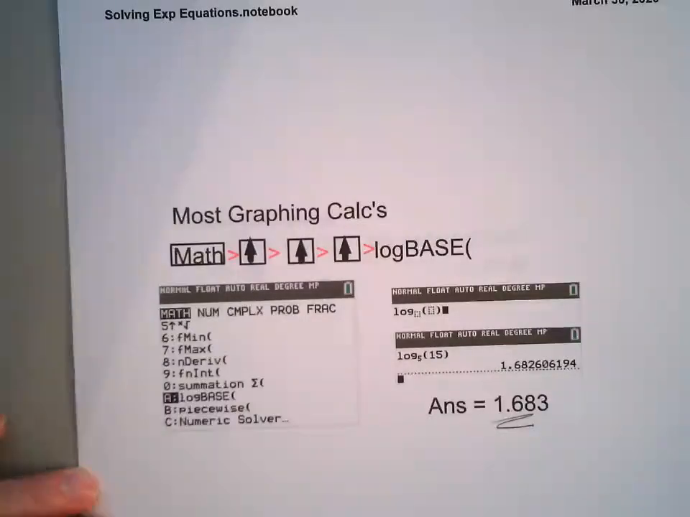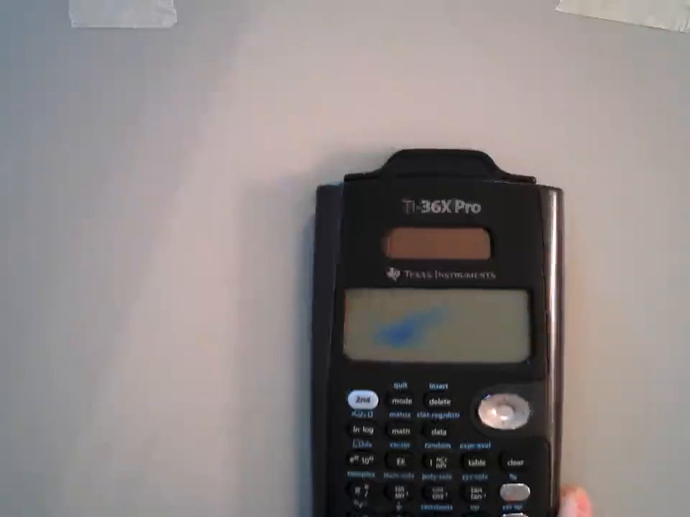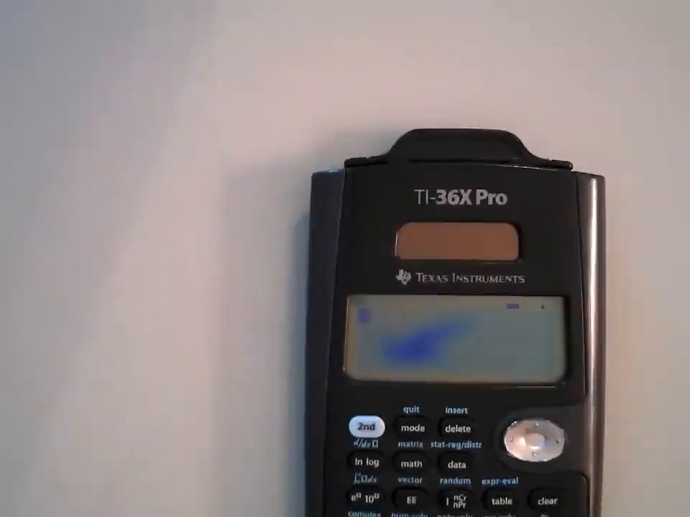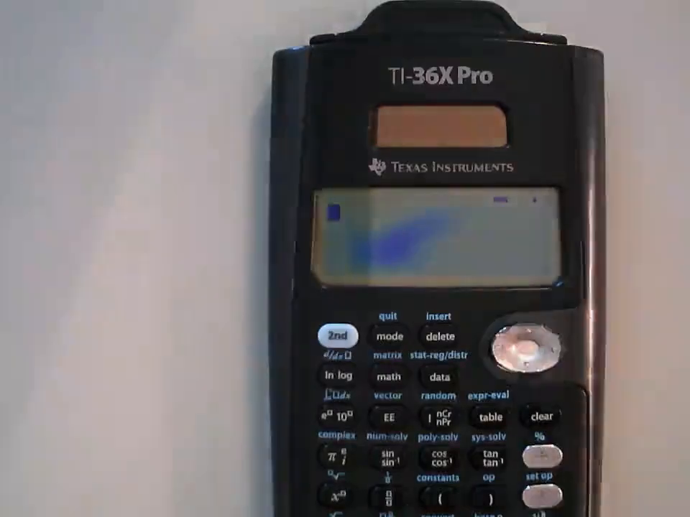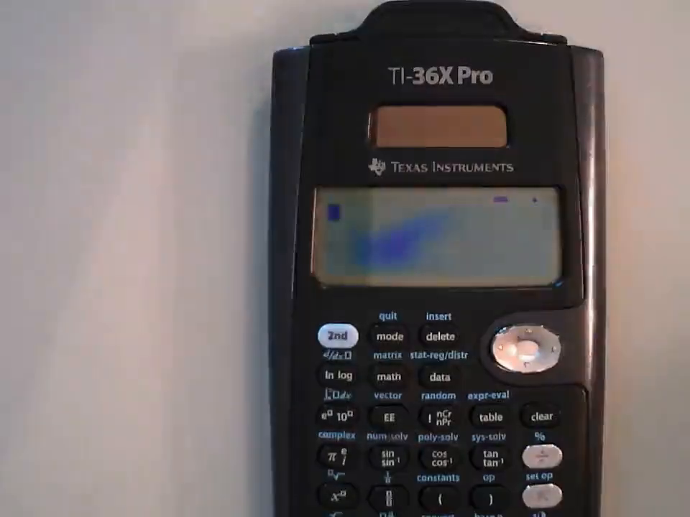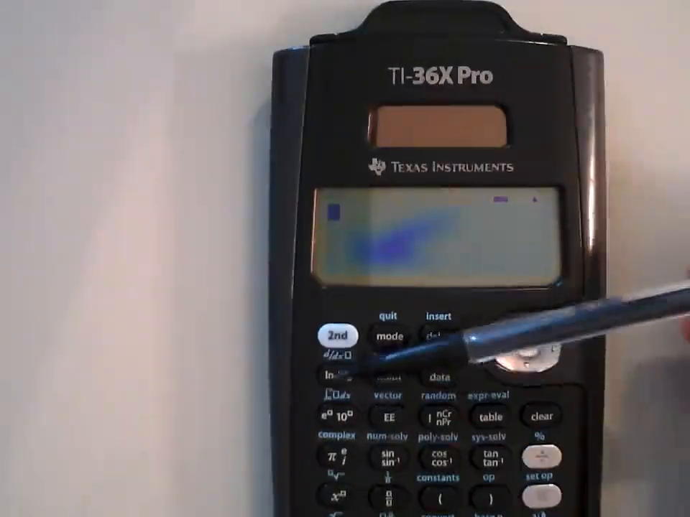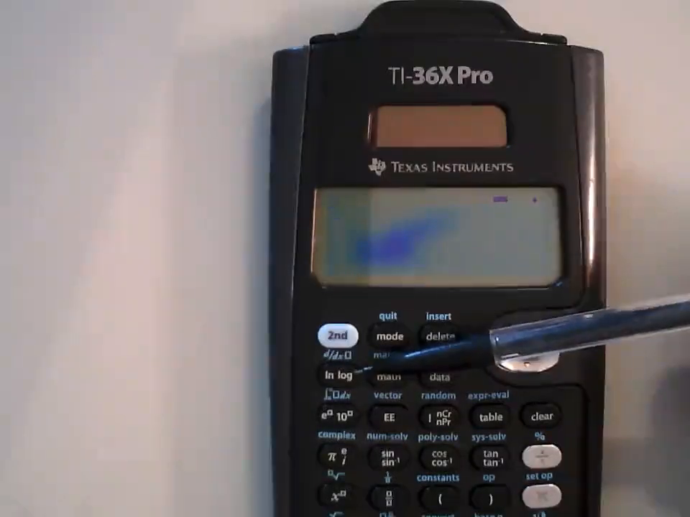Now let me show you how to do that in the TI-36X Pro calculator. Let me turn it on, and I will zoom this in so you can see it. Okay, so again, our goal is this log base 5 of 15. The ln is the natural log, and we'll talk a little bit about that today. And then there's the log.